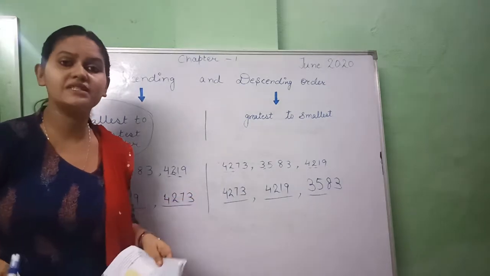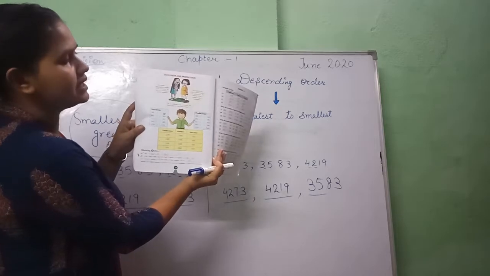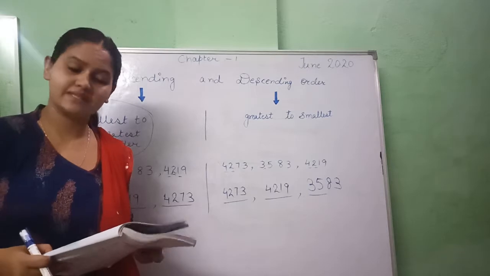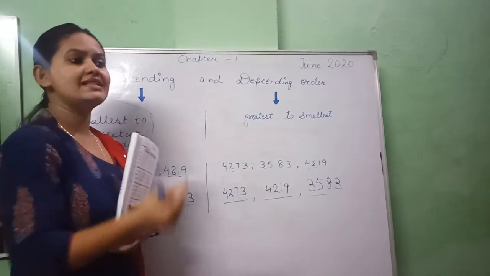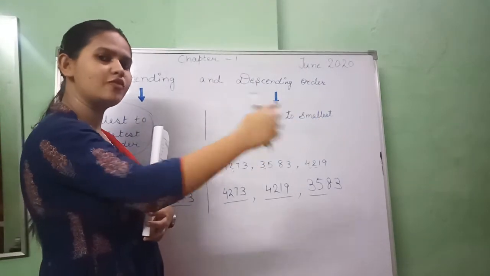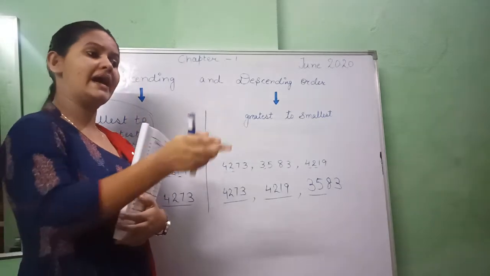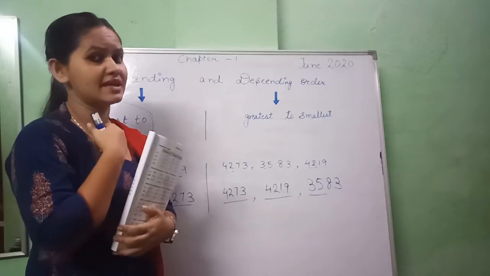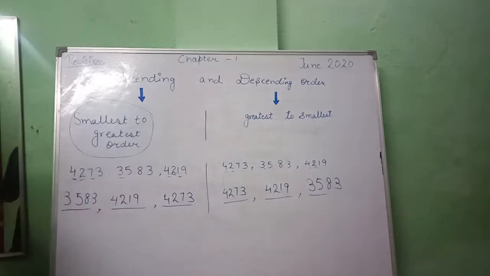Come to page number 18, right? Page number 18, you can see here successor and predecessor, right? So what is successor and what is predecessor? In this way we can learn successor, which means we go one plus, we add one, and in the predecessor we will minus one. So in this we will learn the successor and predecessor, right? So I will solve these sums.